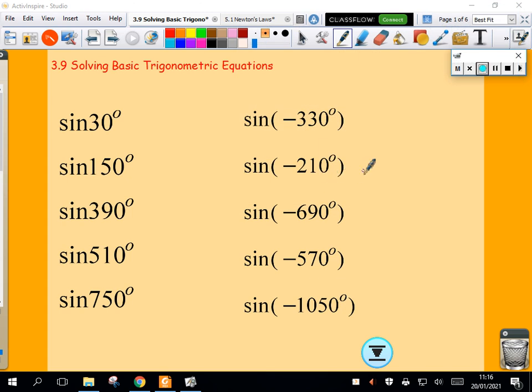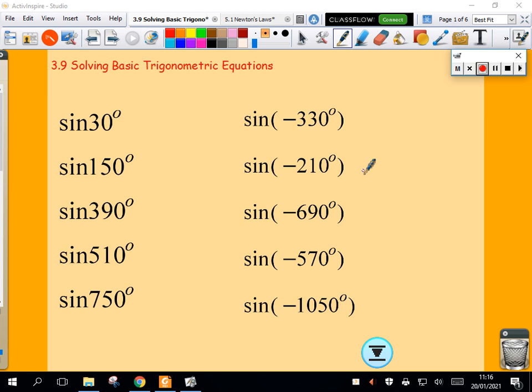Okay, in this class I'm going to look at solving basic trigonometric equations. Just before I do, if you pause your video there and find with your calculator the sine of all these angles, of course you shouldn't really need your calculator. But if you do, type them into your calculator, make sure you're in degree mode.